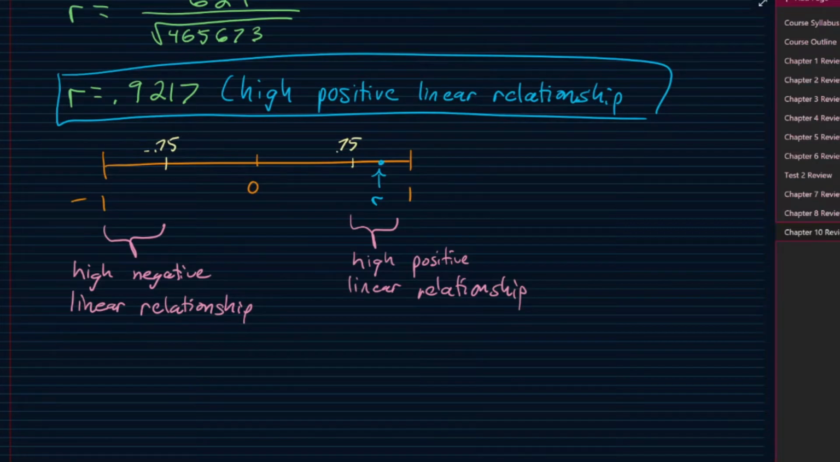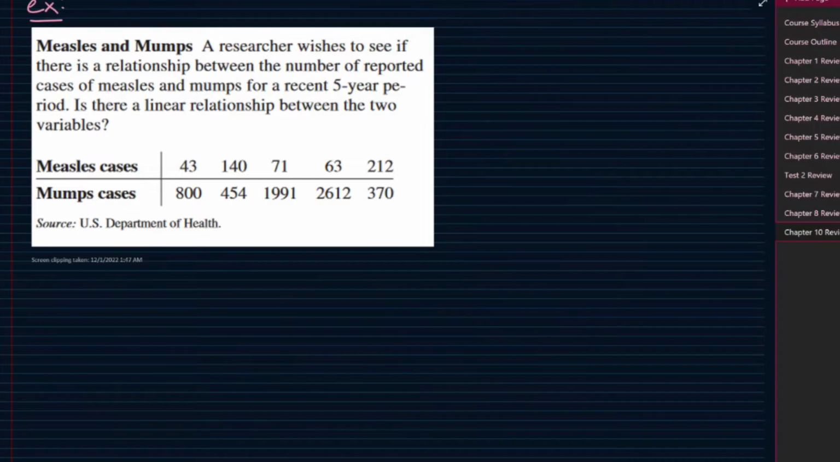Let me just get some data. Okay, so I've got this question here. It says a researcher wishes to see if there is a relationship between the number of reported cases of measles and mumps for a recent 5-year period. Is there a linear relationship between the two variables?